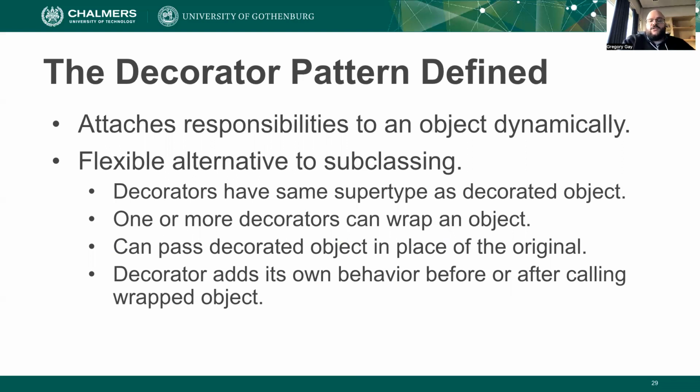And given that use of polymorphism, by inheriting from the same supertype, we can pass a decorated object in place of the original object. And that's the key point here. The decorator adds its own behavior. It adds its own functionality on top, before or after asking the wrapped object to do the rest of the job. We get functionality from the wrapped objects. We perform any additional work that needs done without touching the code of that wrapped object.